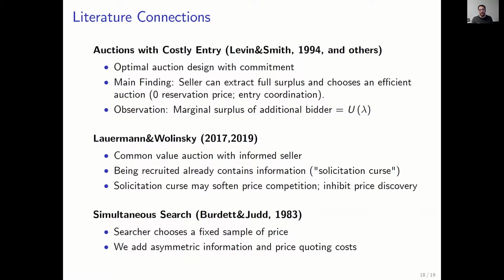There's some work by myself and Asher on common value auctions in which the seller is informed. In that setting, the seller's recruitment strategy depends on the seller's private information, and being recruited contains information about the value of the object. That introduces what we call a solicitation curse, and that may soften price competition and inhibit price discovery. These are different papers of ours, but they look at settings where the seller is informed about the true value of the object.